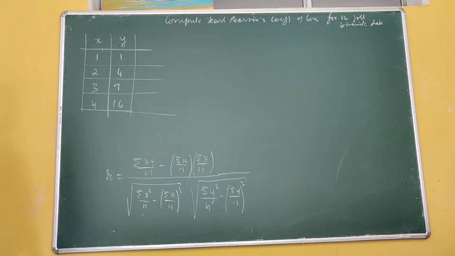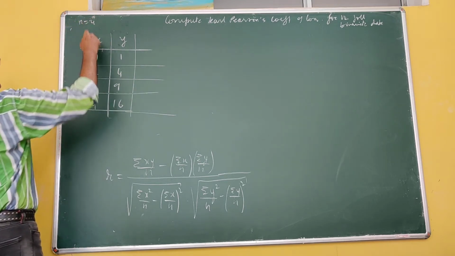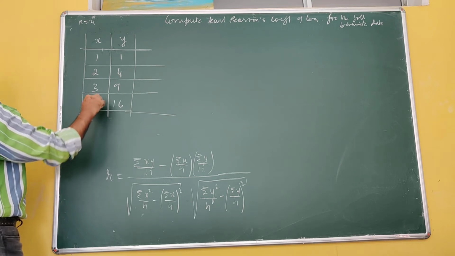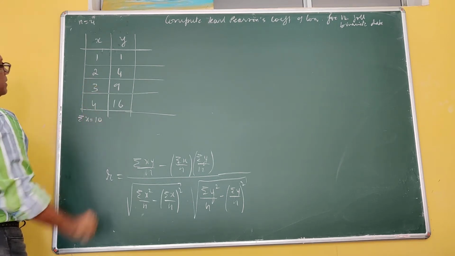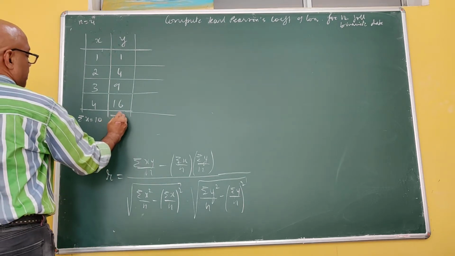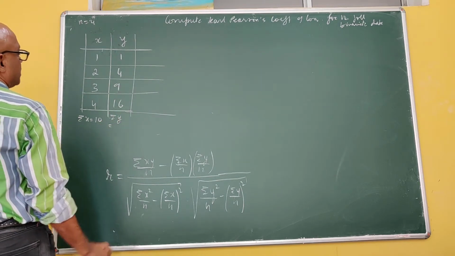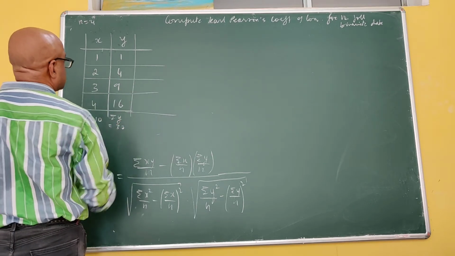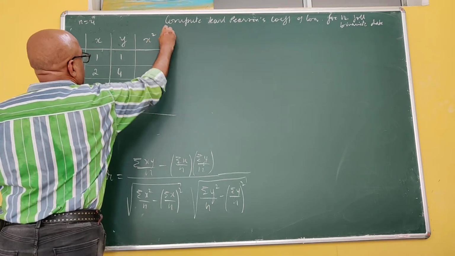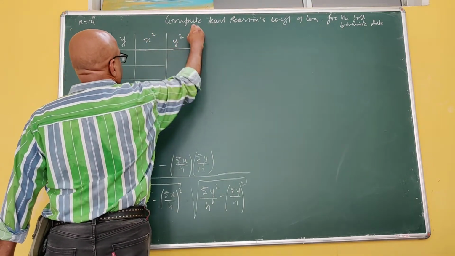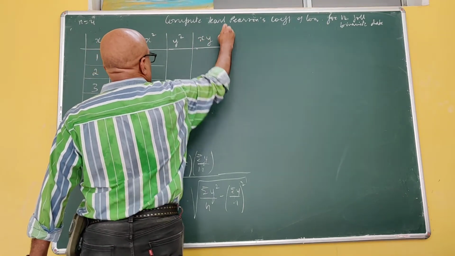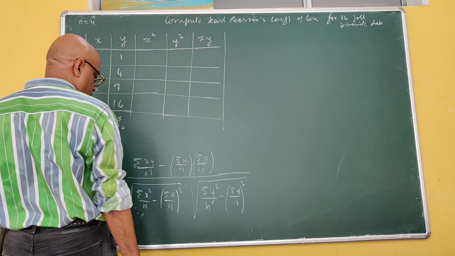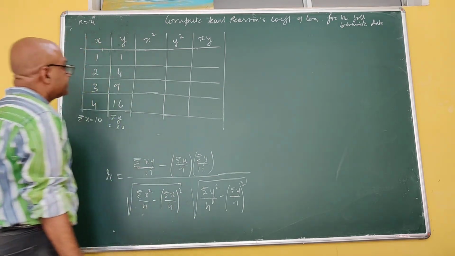This is one formula, and therefore n here is equal to 4. That is just the number of pairs that are given. And summation x, how much is this going to be? 10. Yes, it looks like. Summation y, how much is that going to be? That's 10 and 20, is that 30? Yes, it is. What is x square going to be? We require y square and we require x into y. If you look at this formula, that's all that you need. There's nothing more.